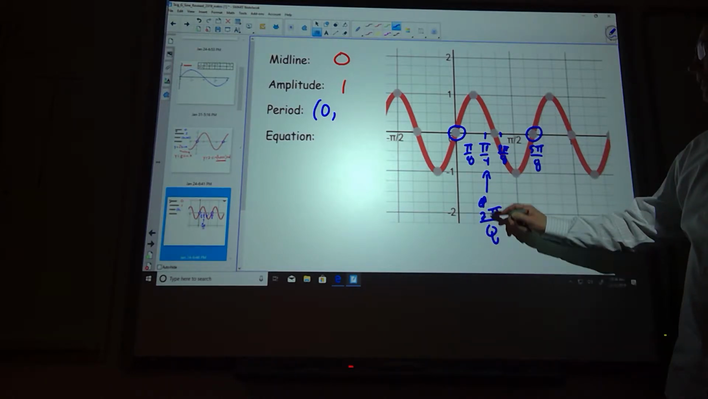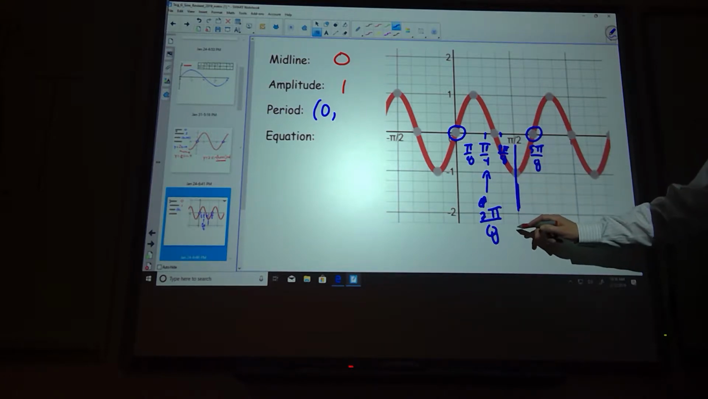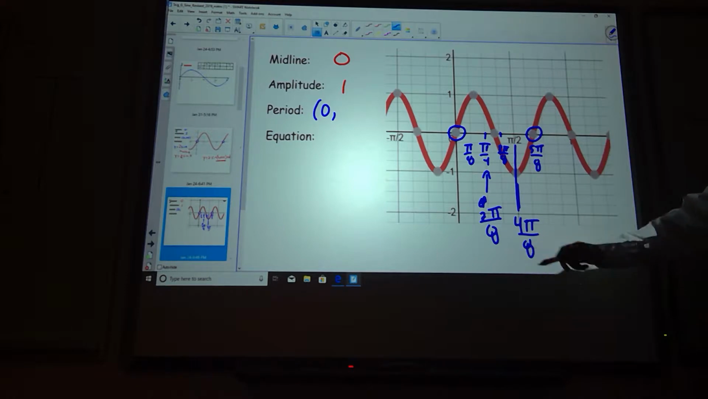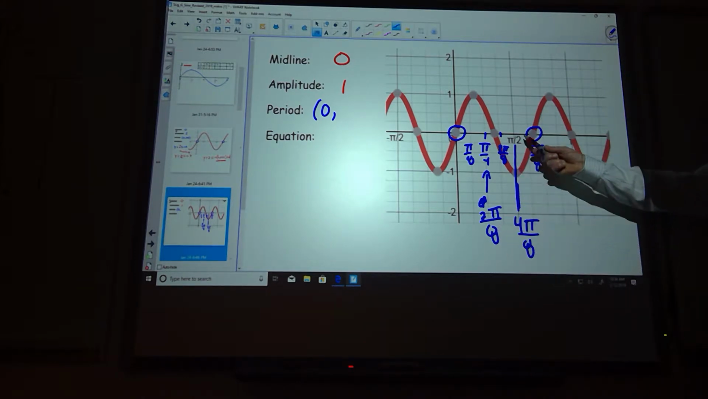So that point right there is actually 2 pi over 8. That value right there is actually 4 pi over 8. Does everyone agree with how I've counted that? This is the reduced version of 2 pi over 8, and this is the reduced version of 4 pi over 8. So now we have 5 pi over 8. We have to figure out what's taking place with this. Is this graph happening more often?